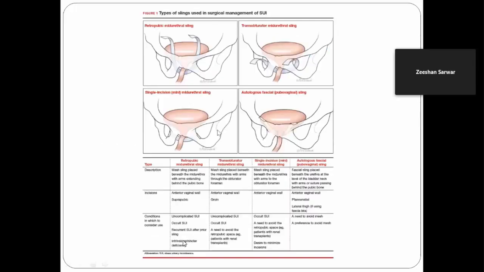These are the types of slings used in surgical management of stress urinary incontinence. First one is the retropubic mid-urethral sling. It is a mesh sling placed under the mid-urethra with arms extending behind the pelvic bone, as seen in the picture. And the second one is the transobturator mid-urethral sling, a mesh sling placed under the mid-urethra with arms through the obturator foramen. And the third one is the single incision mid-urethral sling, mesh placed under the mid-urethra with palms to the obturator foramen. The autologous fascial or vaginal sling, a fascial sling placed beneath the urethra at the level of the bladder neck with arms or suture passing behind the pelvic bone.